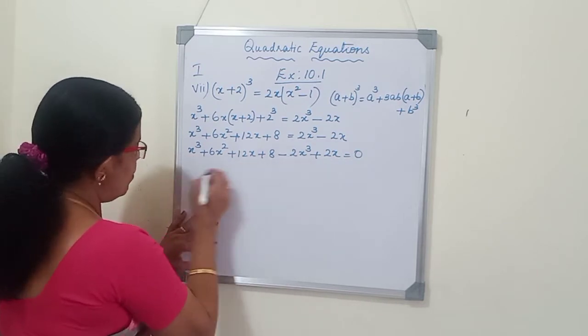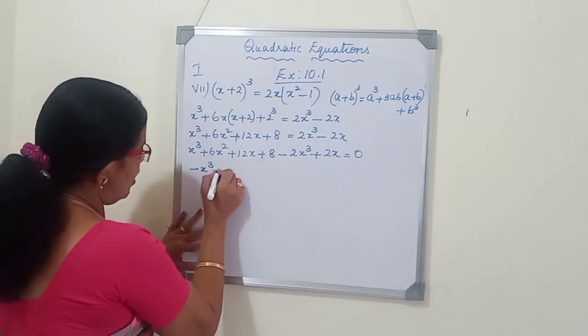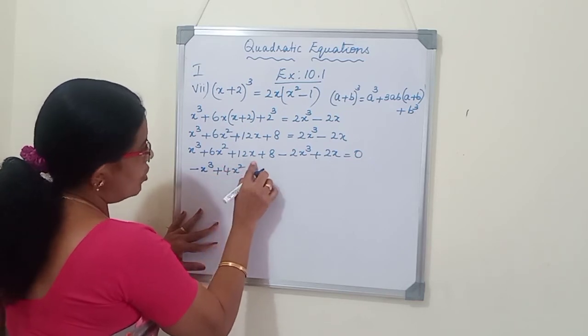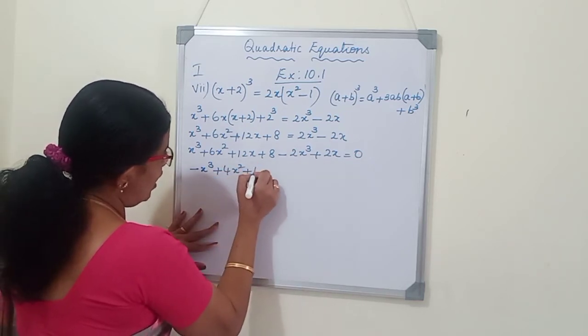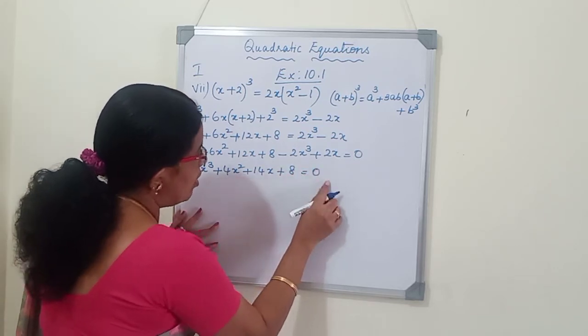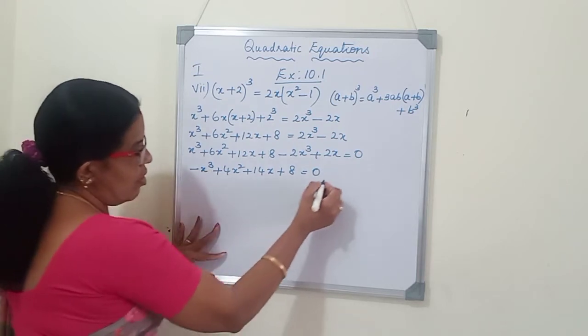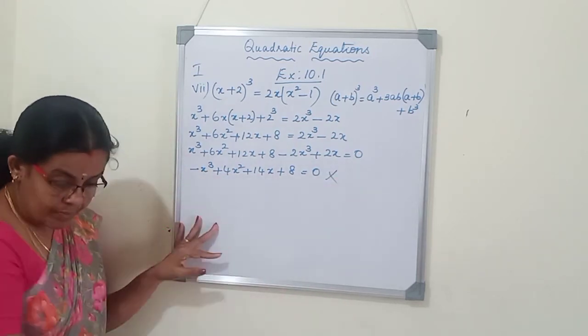x³ − 2x³ is −x³. 6x² − 2x² is 4x². 12x + 2x is 14x, plus 8. This is not a quadratic equation because the degree is 3. So this is not a quadratic equation.